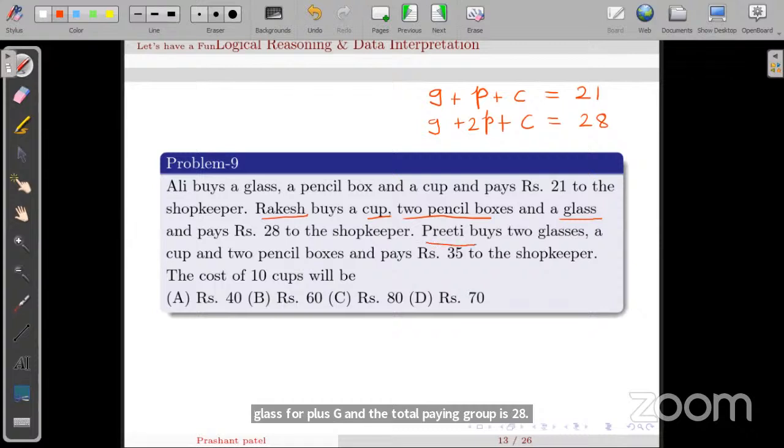Now the third statement is about Preeti. She buys two glasses, so that is 2G, a cup, that is 1C, and two pencil boxes, that is 2P, equal to 35. Now you have 3 equations and you have to calculate how much the cost of 10 cups is. Can anyone tell me how to solve this in the easiest manner? These are the 3 equations given.